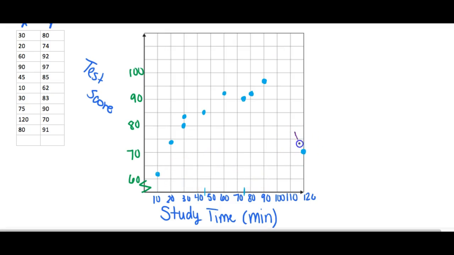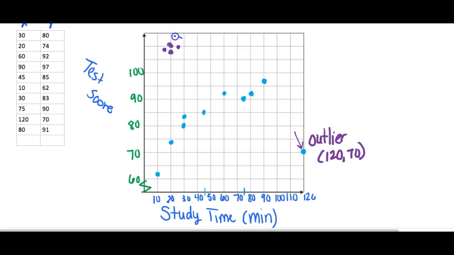So this point right here, this poor little point, this is what we call an outlier. And to recognize the outlier, I'm going to list the coordinate point 120 and 70. This is the outlier because as you can see from the rest of this data, it's all kind of grouped together. It all kind of nicely goes together, but then this one little number doesn't fit with any of our pattern, okay?